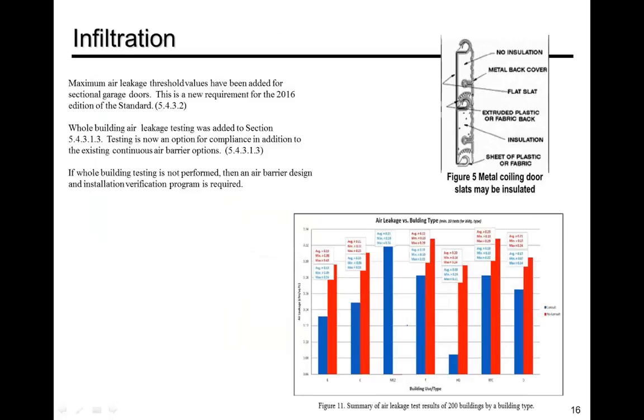Looking at infiltration, the maximum air leakage threshold values have been added for sectional garage doors. This is new for 2016. We've also added whole building air leakage testing. Now this testing is an option in addition to the air barrier requirement, but if the whole building testing is not performed, then an air barrier design and installation verification program is required. Next slide.